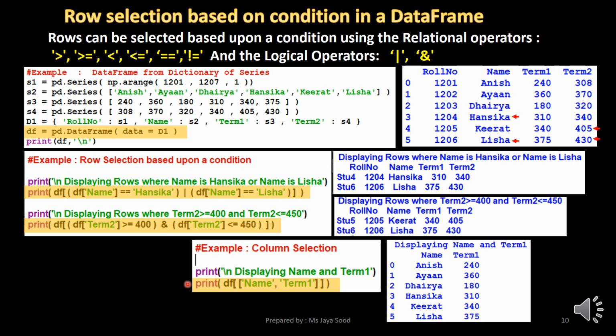In the next print statement, print df within square brackets the list of columns name and term 1 will print the columns name and term 1 for all the rows in the data frame.